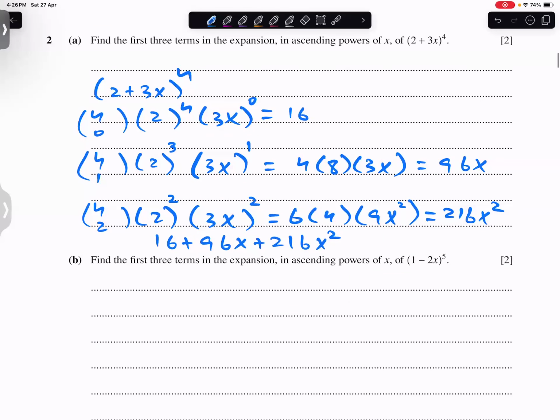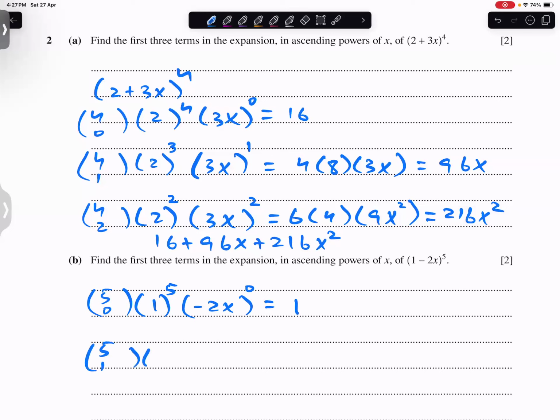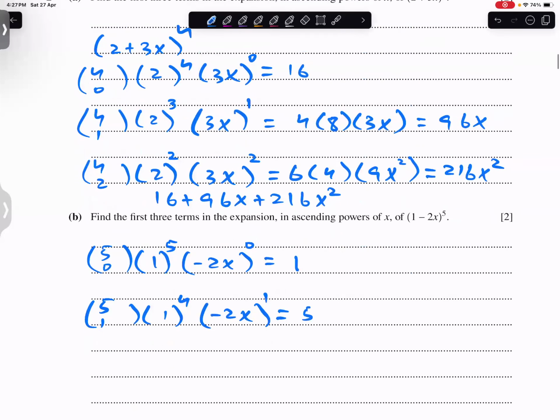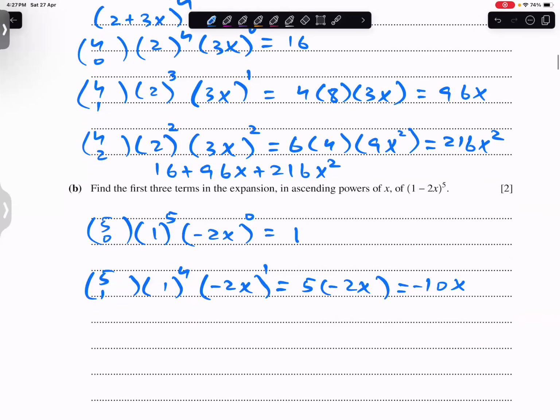Find the first 3 terms in the expansion in ascending power of x. Now we have the second one. So 5c0, a raised to power 5, b raised to power 0, and that will be just 1. Then 5c1, 1 raised to power 4, minus 2x raised to power 1. So 5c1 is 5 and minus 2x. So the answer will be minus 10x.